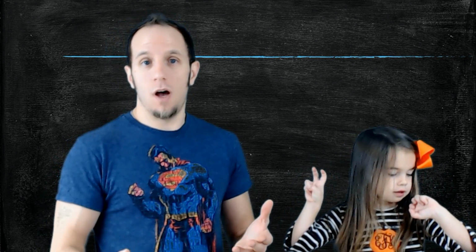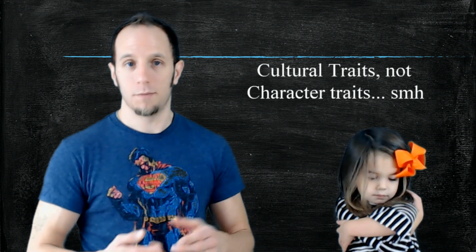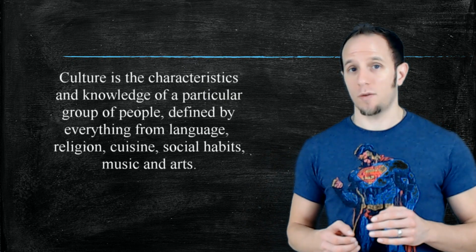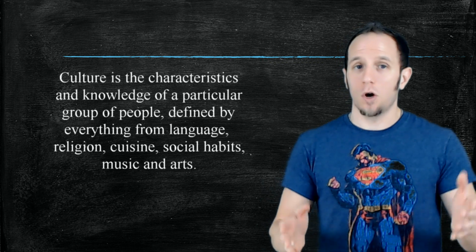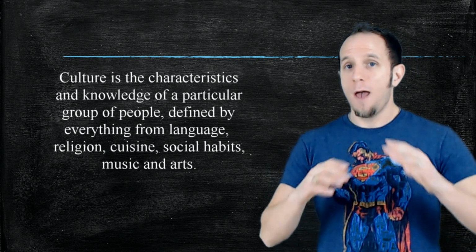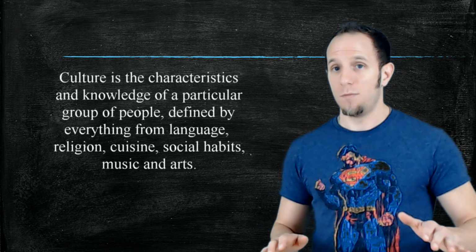What is culture? Most of the time, we think about culture as a way of life of a group of people. But you know what? That's actually an extremely incomplete definition of what culture actually is. Culture is more than just a way of life, but it encompasses multiple things known as character traits or customs. According to the people at livescience.com, culture is the characteristics and knowledge of a particular group of people defined from everything from language, religion, cuisine, social habits, music, and arts. If you're looking at culture as a way of life of a group of people, you might miss out on understanding exactly what culture is. As you can see, there's a lot more that really goes into it.